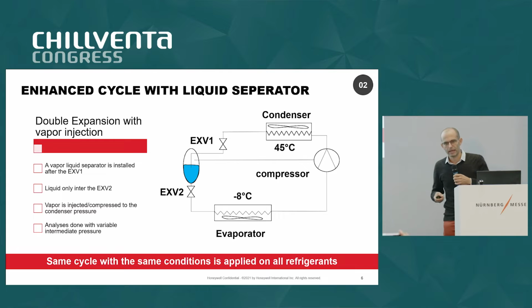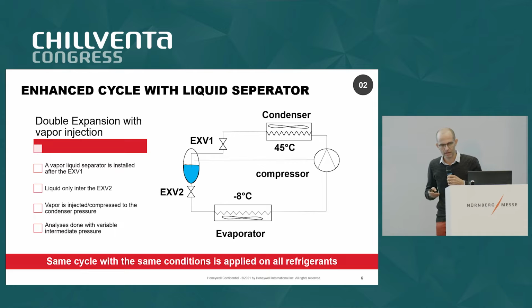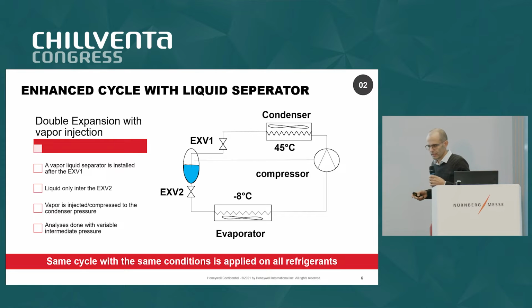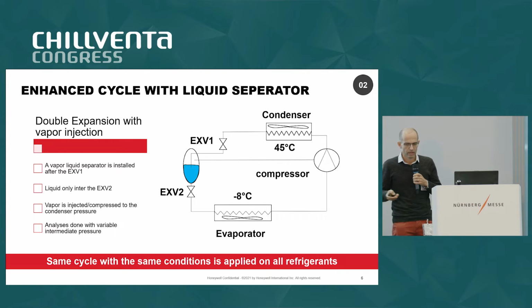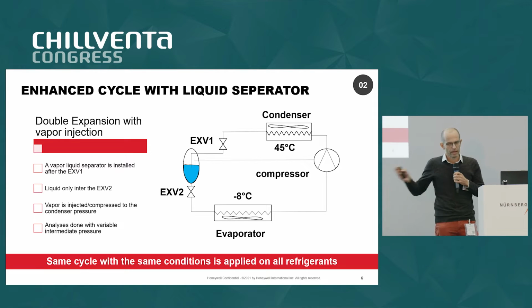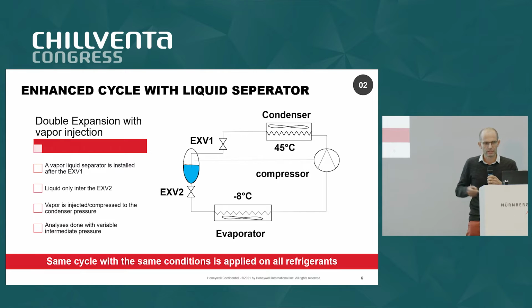If we don't stop at a simple cycle for this application, industrial refrigeration, we can go to a slightly more advanced cycle where we add a liquid vapor separator and 2 expansion valves instead of 1 expansion valve, and we take the vapor from the separator and inject it into the compressor. This cycle is already used in applications. It can be done with centrifugal compressors or screw compressors or also other types of compressors.